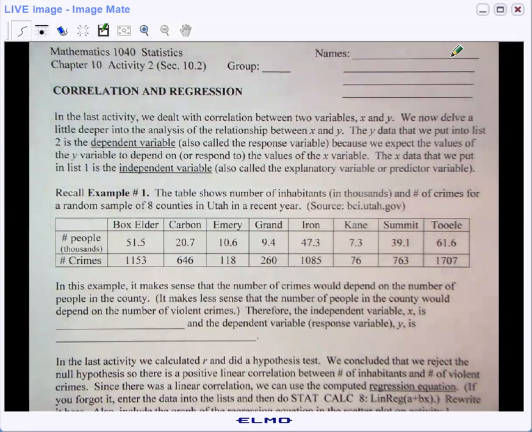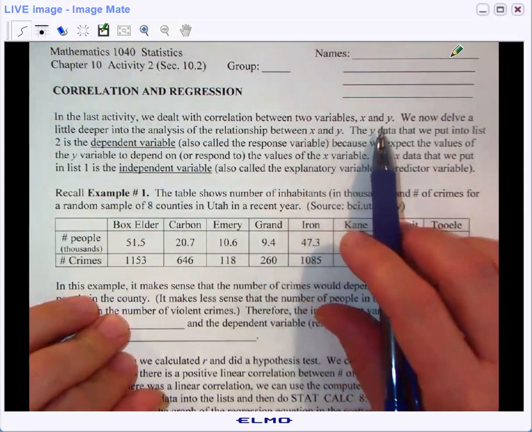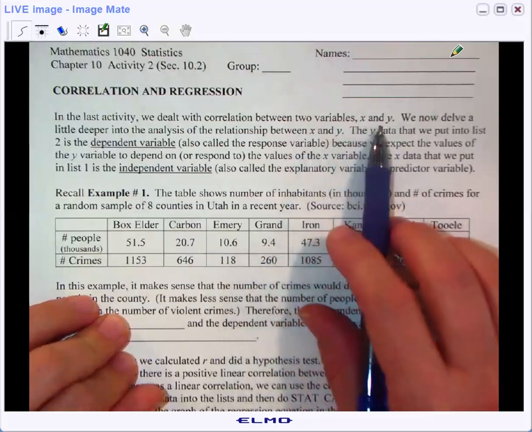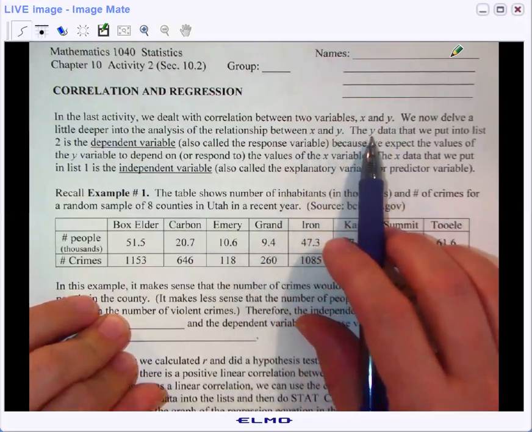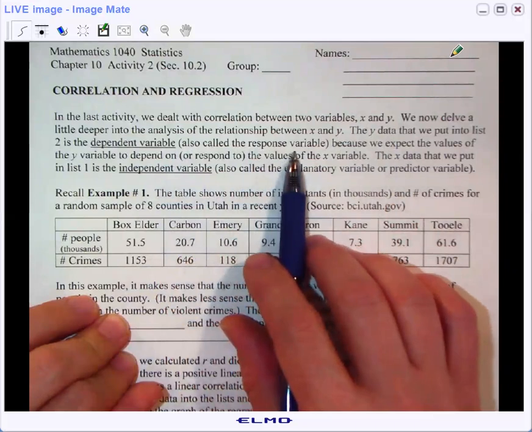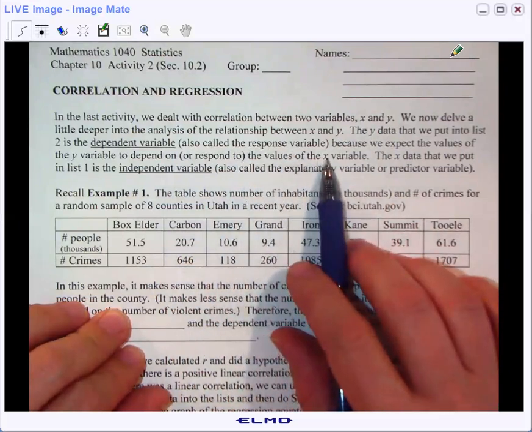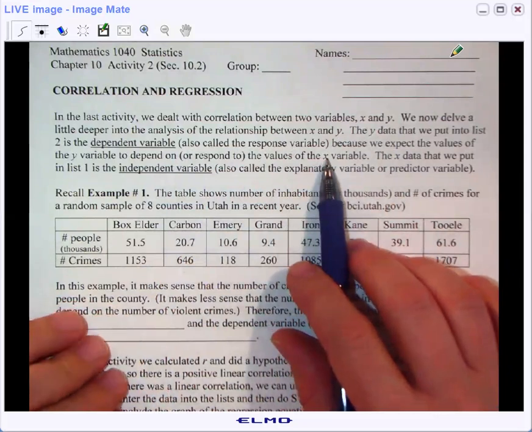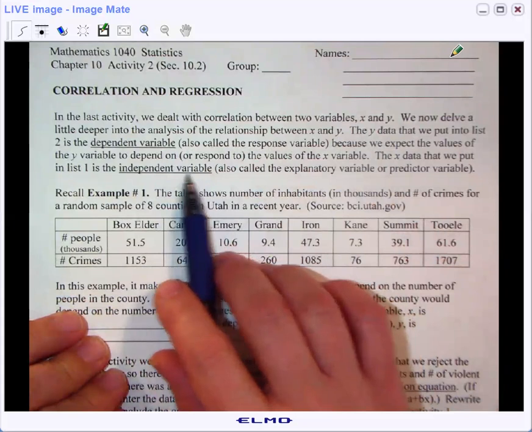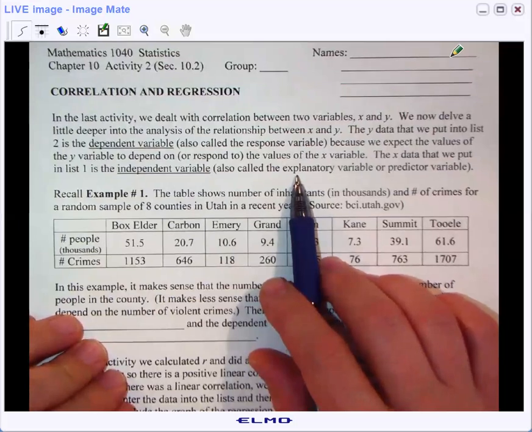So a little bit of terminology before we get started here on today's activity. We have two quantitative variables when we're doing the correlation and regression, and so we call them X and Y. The Y data is what we put into list 2 and is the dependent variable, sometimes referred to as the response variable. It's the variable that depends on or responds to the values in the X variable, which we typically put in list 1. Since it is not the dependent variable in list 1, it must be the independent variable, sometimes referred to as the explanatory variable or predictor variable.